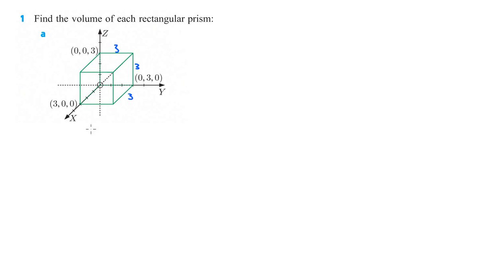So to find the volume of a prism, it's length times width times height. In this case, they are all 3, which gives us 27. It doesn't say what the measurements are, so we'll just do units cubed. Okay?